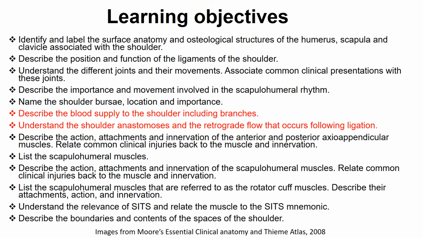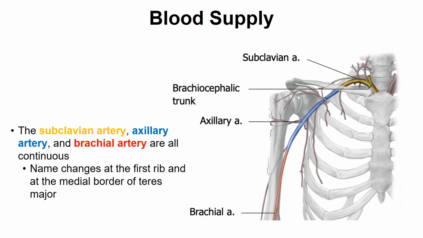Now we're going to move into blood supply. Before we talk about the direct blood supply to the shoulder, we're going to talk about the blood supply to the entire arm because it's one continuous vessel. So you have the subclavian artery coming off the brachiocephalic artery, where the common carotid and the subclavian branch off of it. Once the subclavian goes underneath the clavicle, it doesn't branch, but its name changes to the axillary artery because it's in the axilla area or the armpit area.